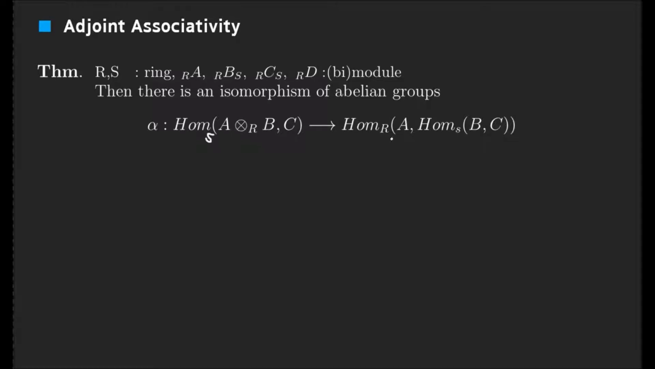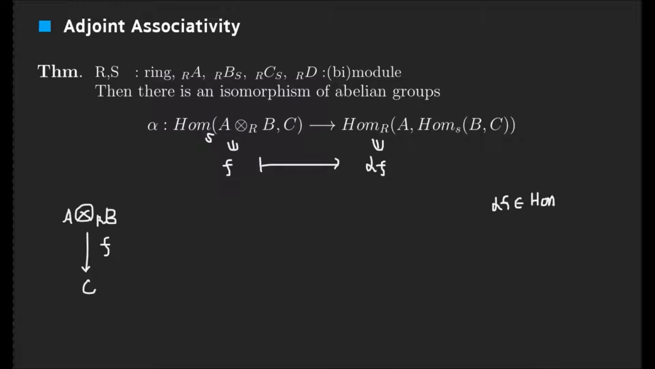Traditionally, to check the isomorphism, we construct the map. So to connect this map here, we consider F. F is contained in Hom of A tensor product B to C. This is clearly F. And if we consider the map via F, of course we can check alpha F. We must check alpha F to be well defined in this Hom R A, Hom S B C.